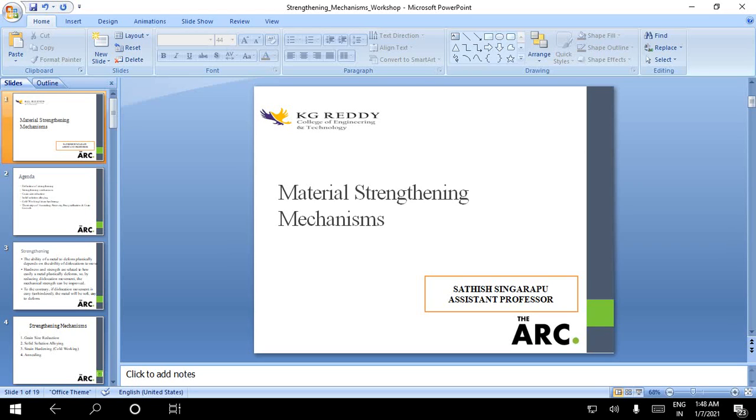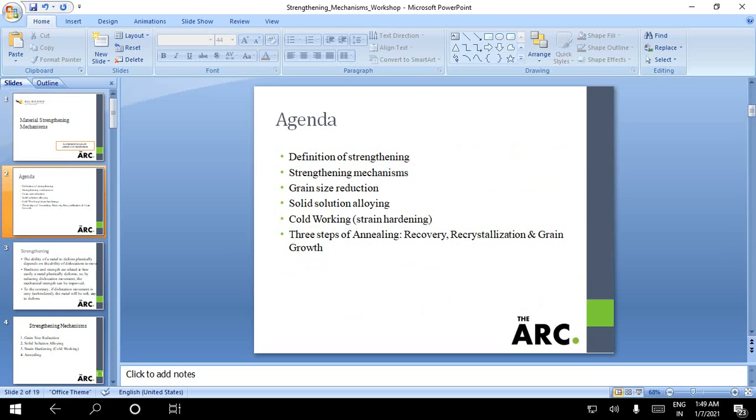Today I'm going to discuss the material strengthening mechanisms. Normally when dislocations are there, the strength of the material is going to decrease. To improve the strength of the material, we have to use certain mechanisms. So today I am going to explain those mechanisms to you. These are the topics that I am going to cover today.